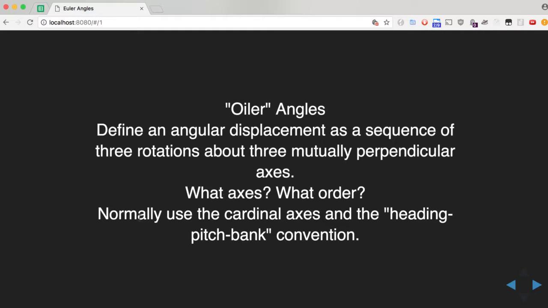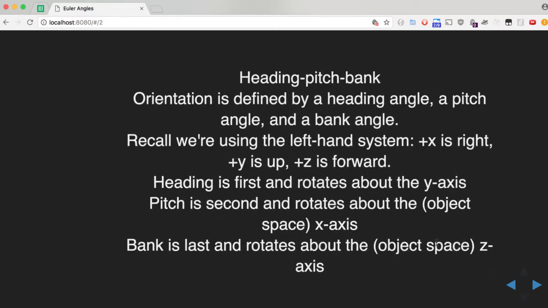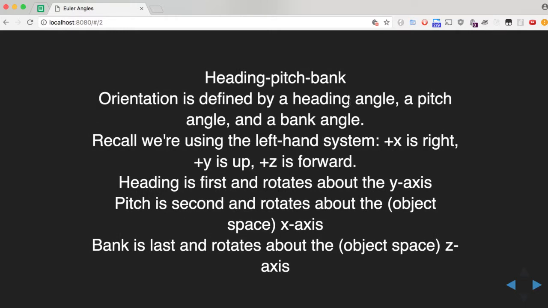Well, which axes, and in what order? Normally we're going to use cardinal axes, and we're going to use the heading, pitch, bank convention for the order. And so what does that mean? We're going to have 3 angles: a heading angle, a pitch angle, and a bank angle. Since we're using the left-hand system, plus x is right, plus y is up, and plus z is forward.